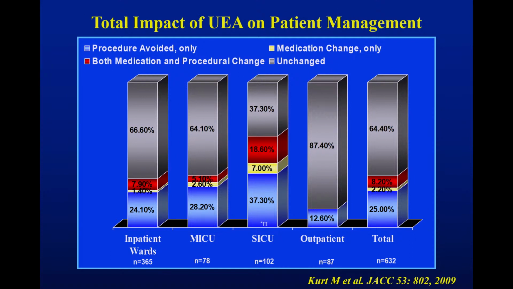So total impact of either changes in procedures or changes in medication: the highest, actually the majority of patients are in the intensive care units, the surgical intensive care unit number 1, medical intensive care unit second, inpatient ward, right? So an impact of about 30-some%, and the least impact of about 12% in the outpatient setting. So this is your total impact there.